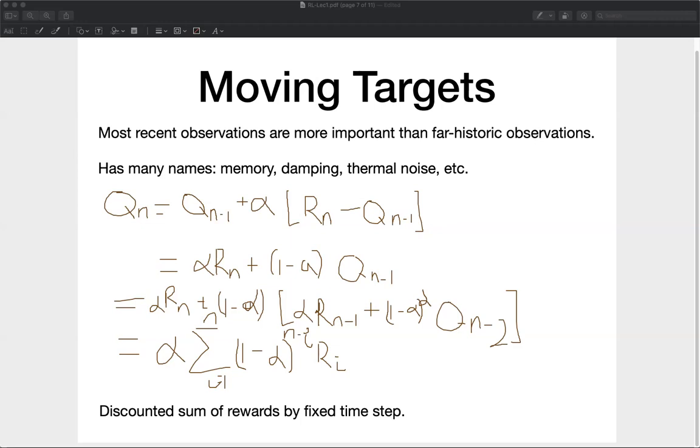And if this is a number less than 1, then these factors decrease in time, right? It's a small number, delta, and then delta squared, and then delta to the third, and delta to the fourth. They get smaller and smaller and smaller. So it's a weighted average of the return, where the weight decreases the further back in time you go. Does that make sense? So this is what we mean when we say a discounted sum of rewards.